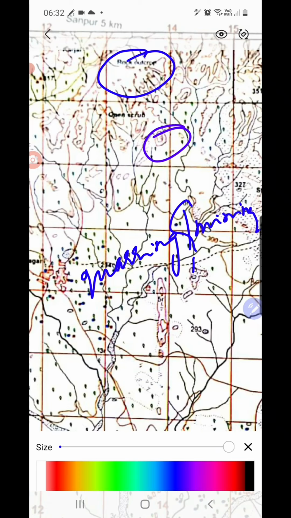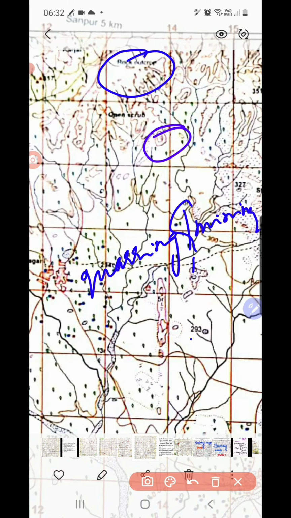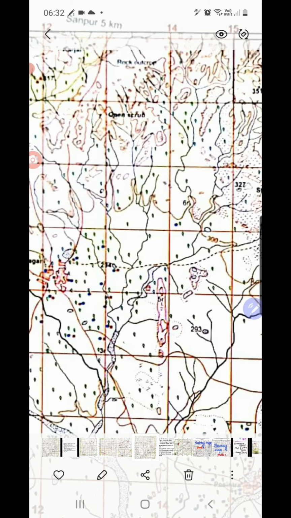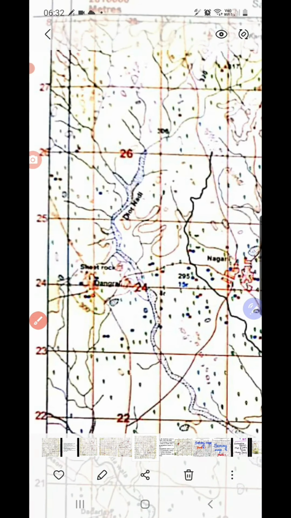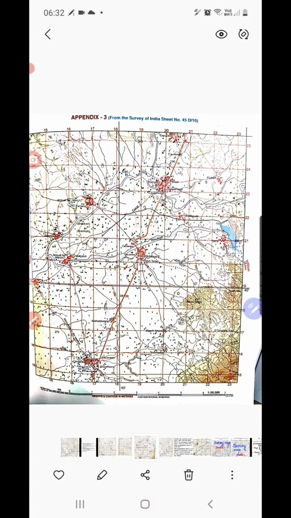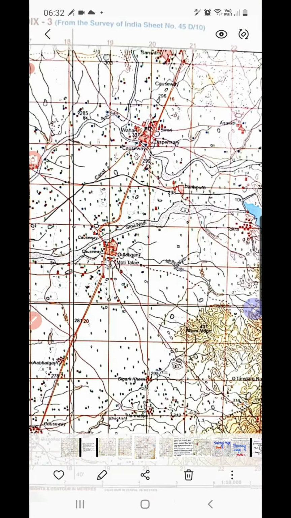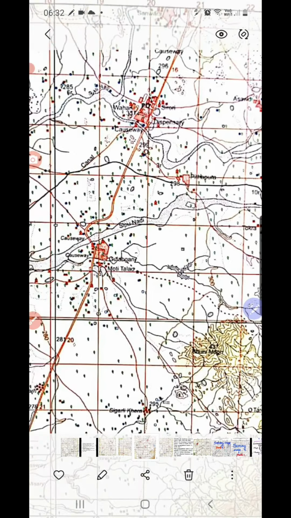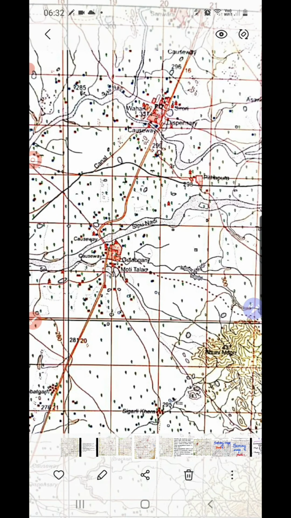Suppose, for example, a big settlement is shown there. Then if they ask the occupation, you have to see, for example, here you see a metal road is going here. So accordingly you can write trade is the occupation here. You can write trade. Okay.